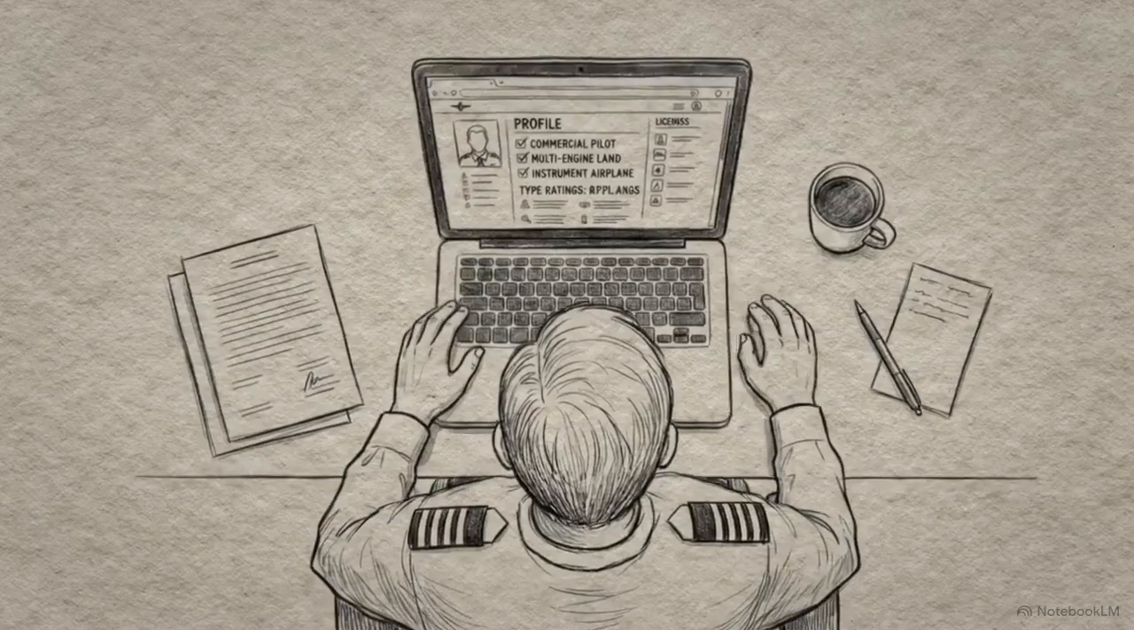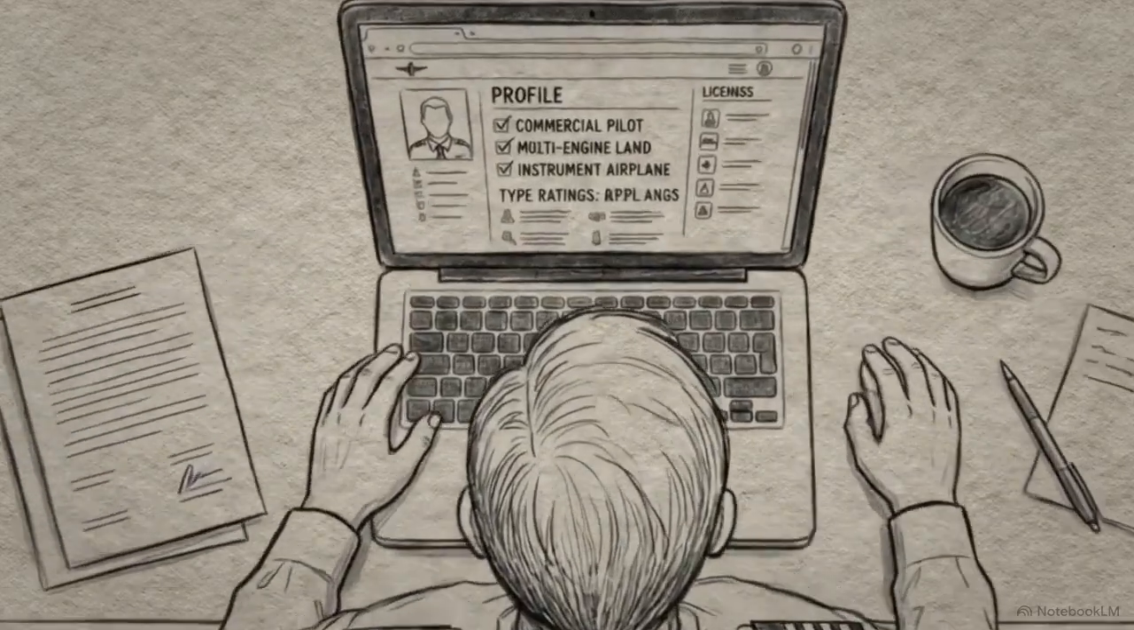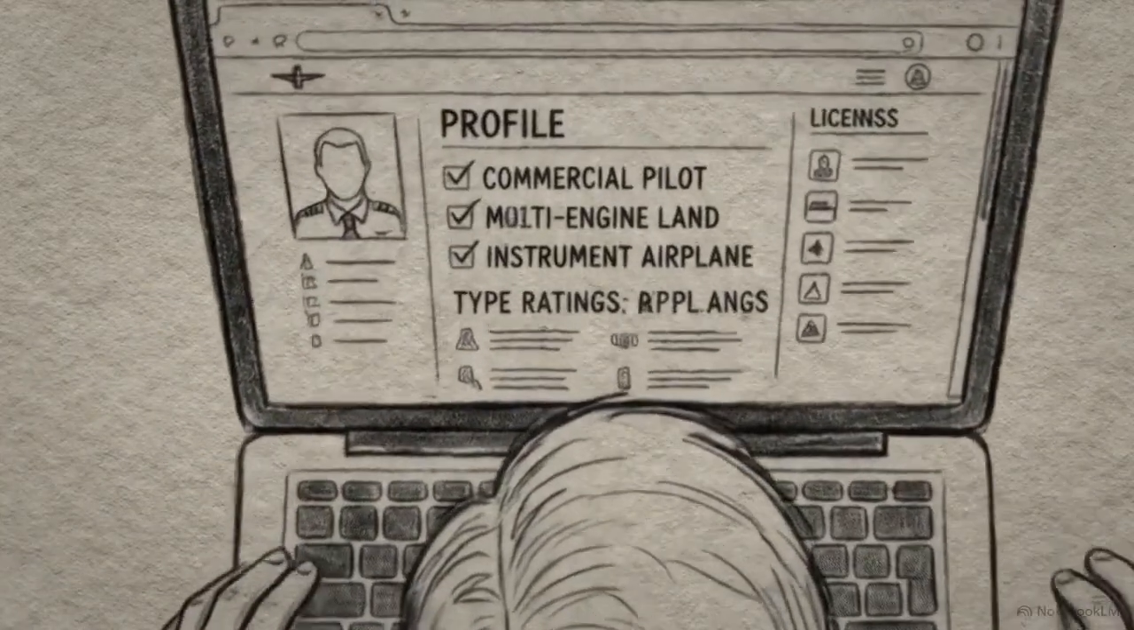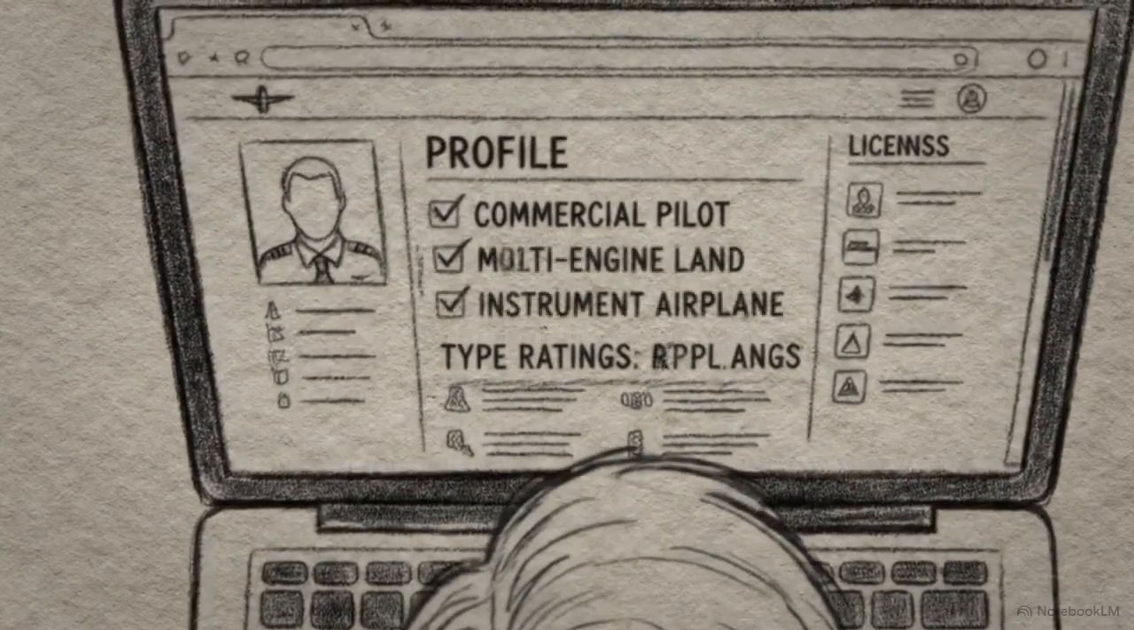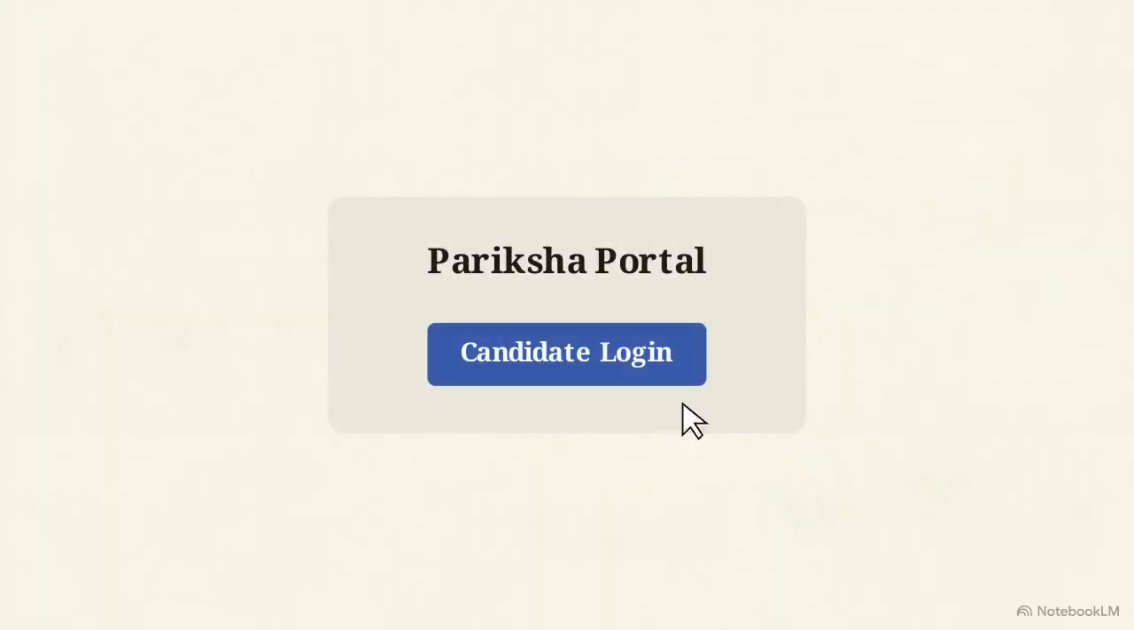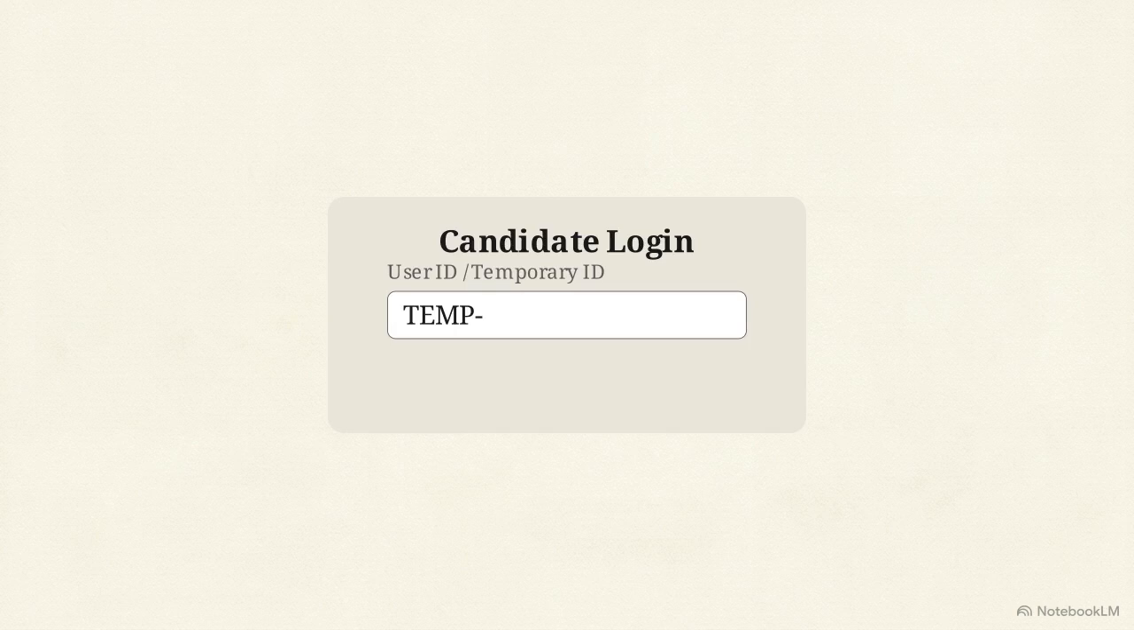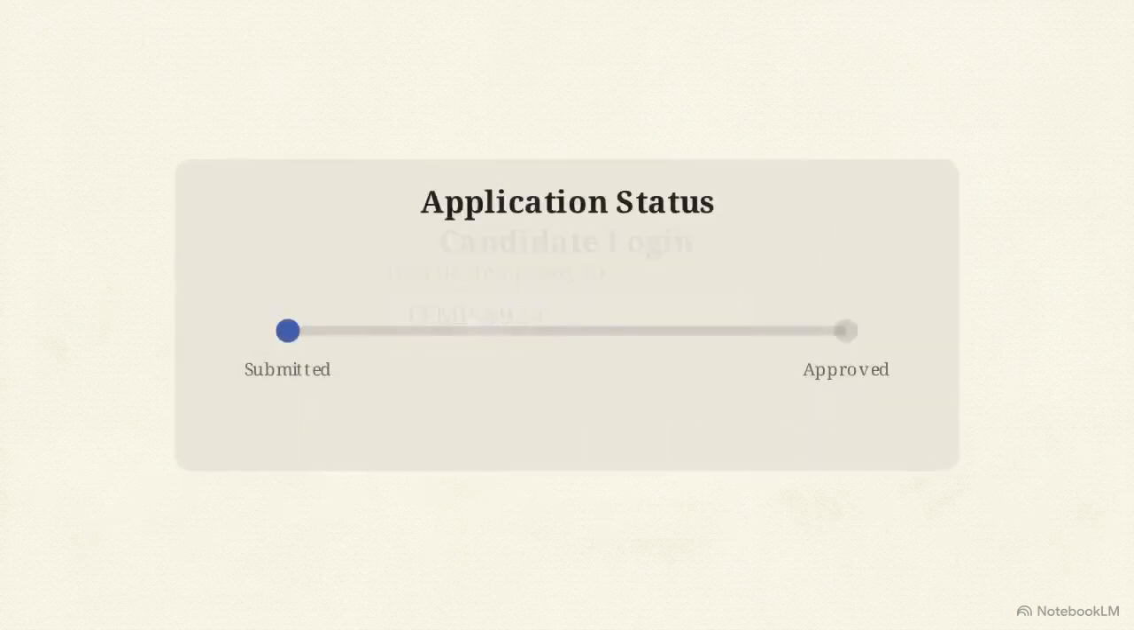This computer number is a permanent credential, housing your entire examination history and result data for as long as you hold a DGCA license. While your application is under review, you can use the temporary ID provided at the start of the process to track the status of the scrutiny through the portal's login page.